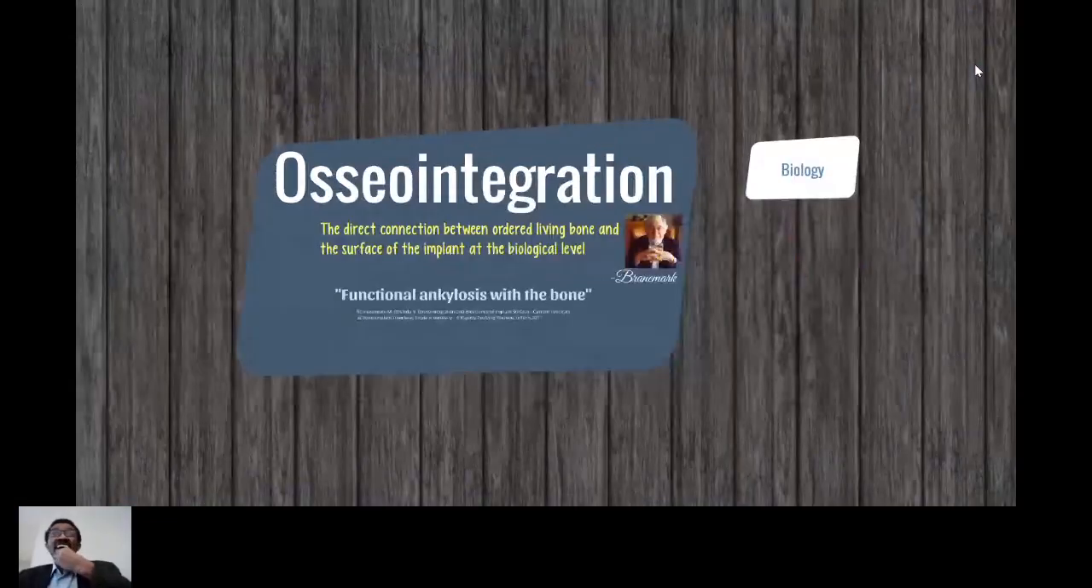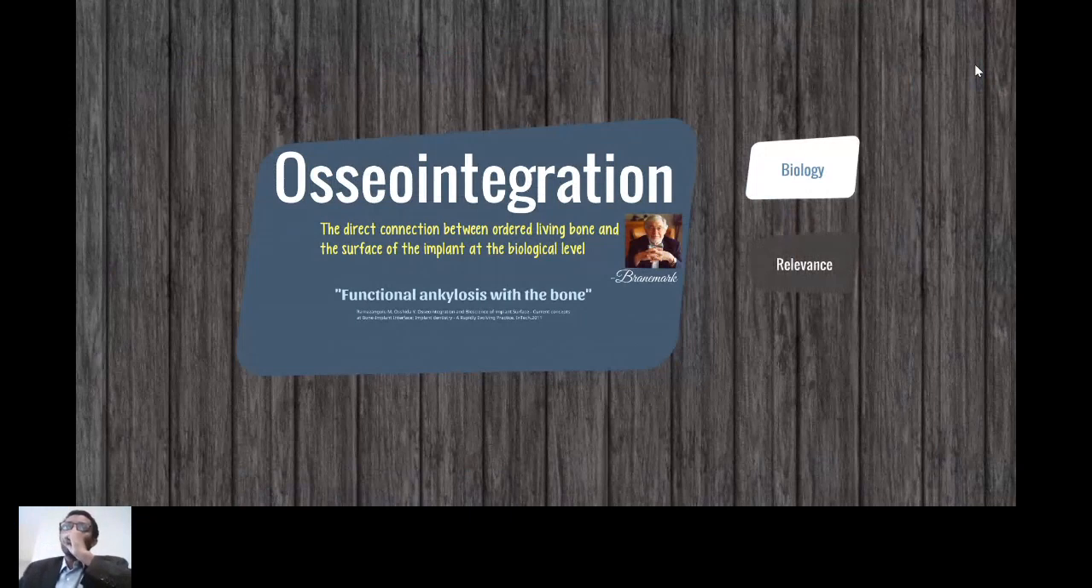But in order to understand the integration, you need to know the biology. Basically, it's a biological thing. It happens at a cellular level. So I think all dentists need to know how it happens. First of all, we're going to talk about the biology, and then we talk about the relevance of this clinically to our implants.